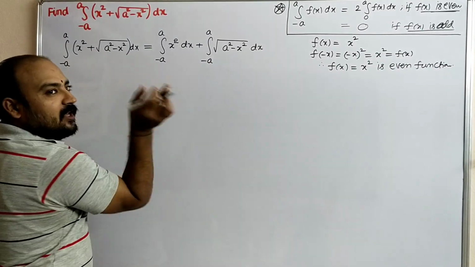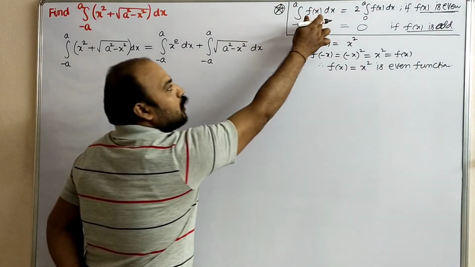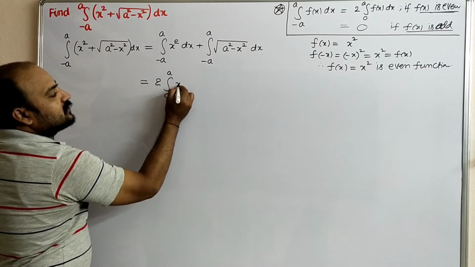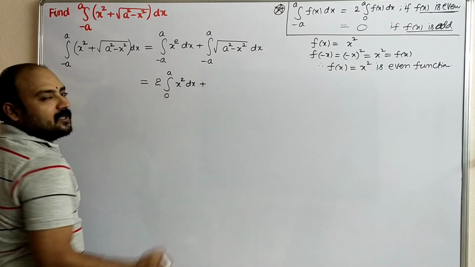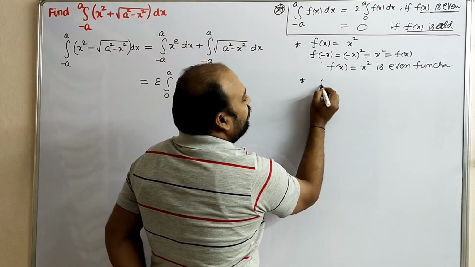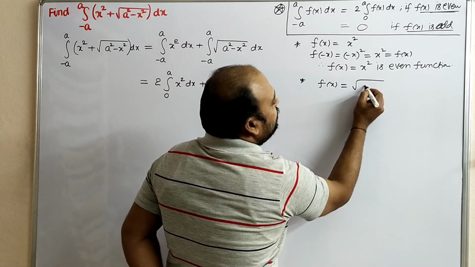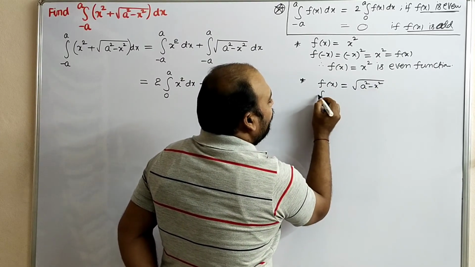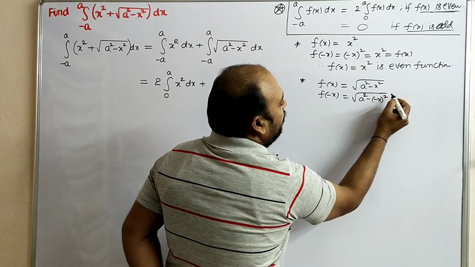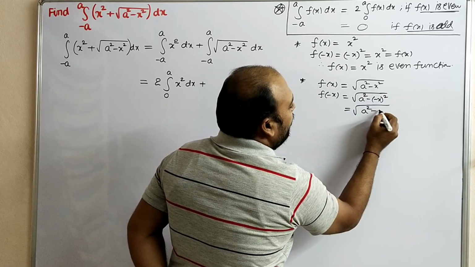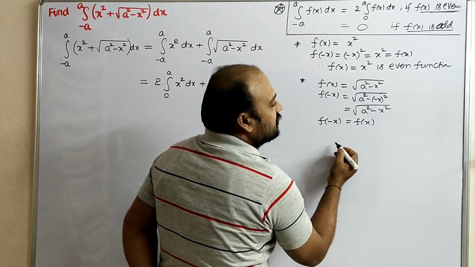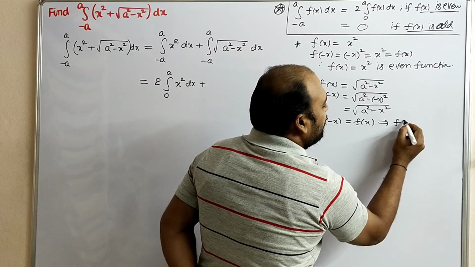So the first function we can express, by using this property, as 2 times the integral 0 to a of x square dx, plus, coming to the second function, f of x equal to square root of a square minus x square. f of minus x equal to square root of a square minus minus x whole square, which is equal to square root of a square minus x square, which is f of x. So f of minus x equal to f of x. That implies that f of x is an even function.